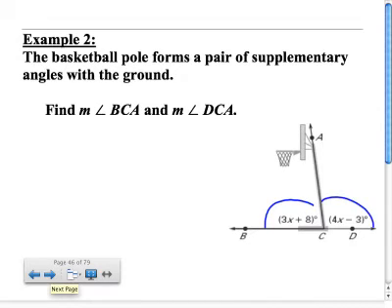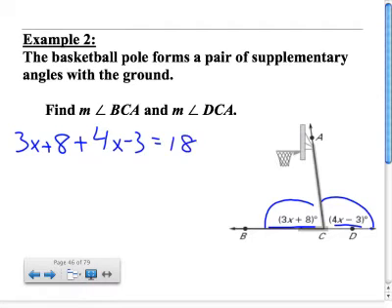So long story short, we've got to solve for x. Well, these two angles form a linear pair, and we just said 2 slides ago that linear pairs are supplementary. So 3x plus 8 plus 4x minus 3 has to equal 180. So you have 7x plus 5 is 180.